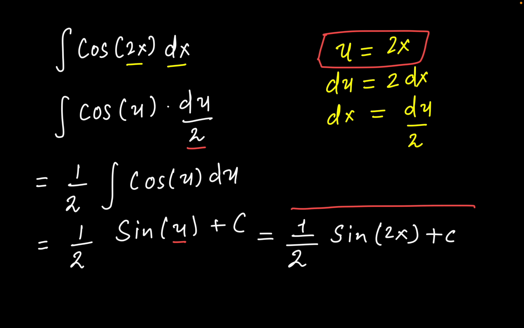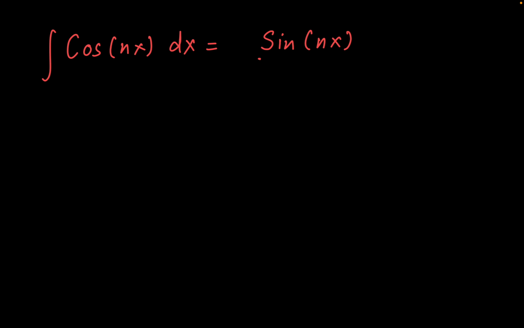Now we can also find one general formula for this. So let's look at that one. To find the general formula, we can take the integral of cosine of nx dx, and straight off, by using the previous example, we can write it as sine of nx divided by n plus c.